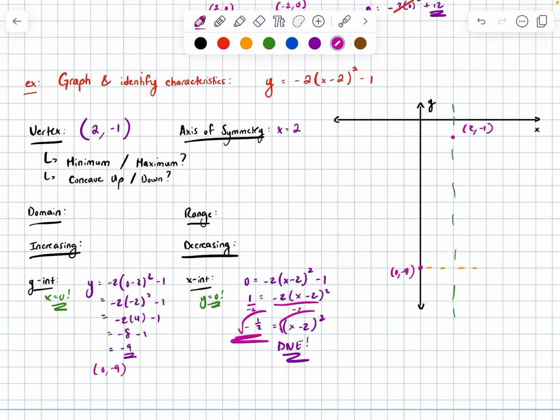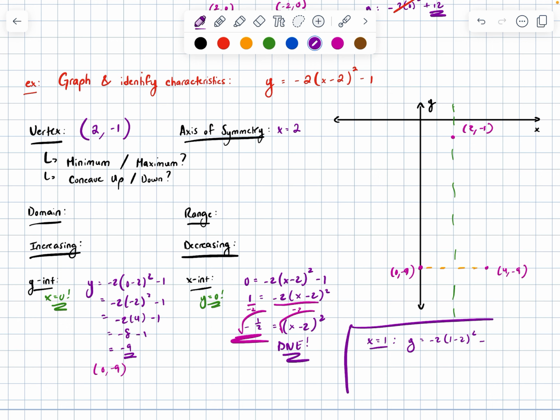On the other side of my axis of symmetry, right, I went 2 to the left. Let's go 2 to the right. So that tells me that there should be a point right over here at positive 4, comma negative 9. Now again, I just need one more point on my graph. So I'm going to choose a nice value that I have not used close to my value of 2 for my vertex. Let's once again use x equals positive 1.